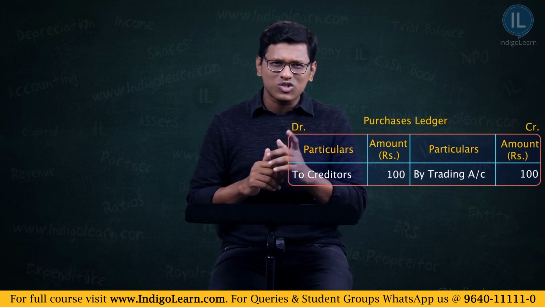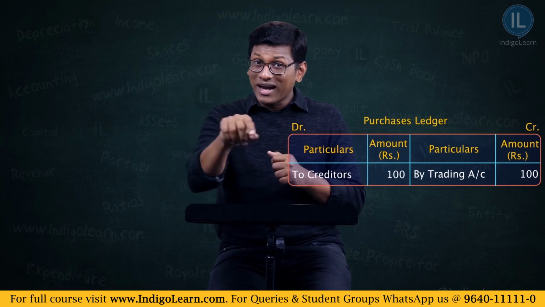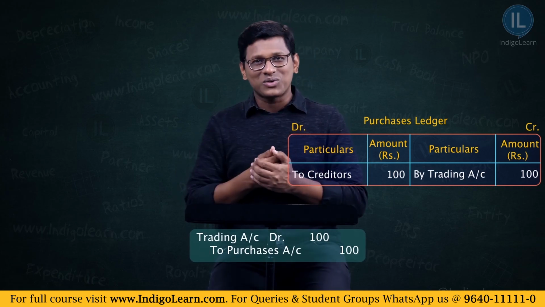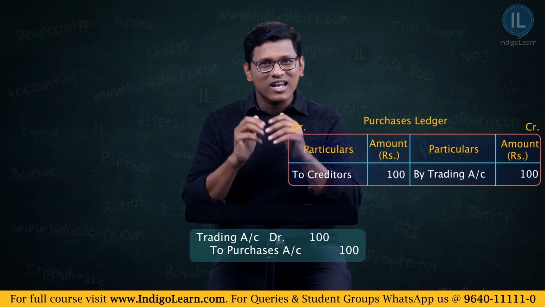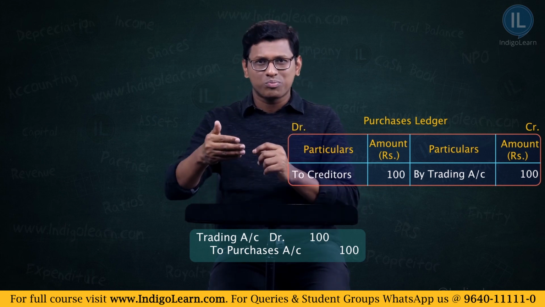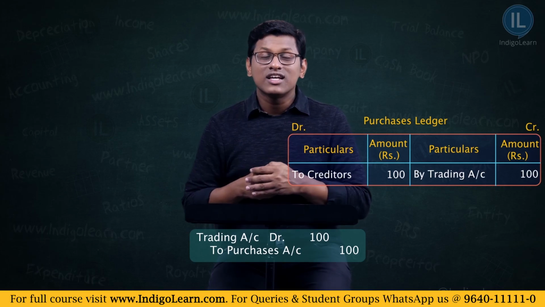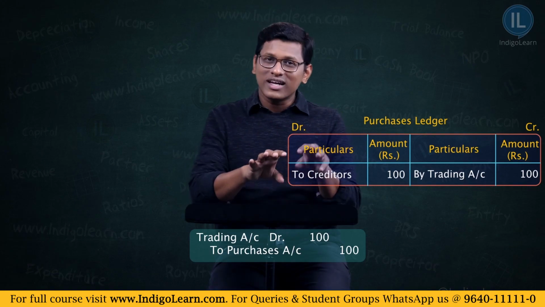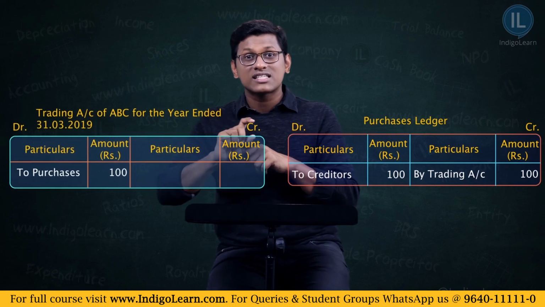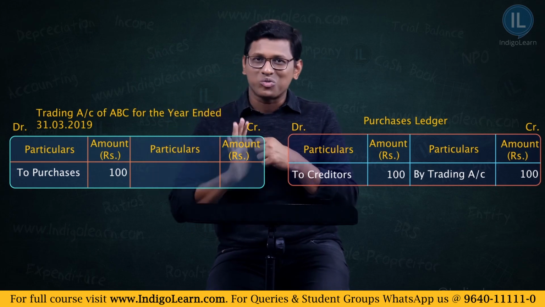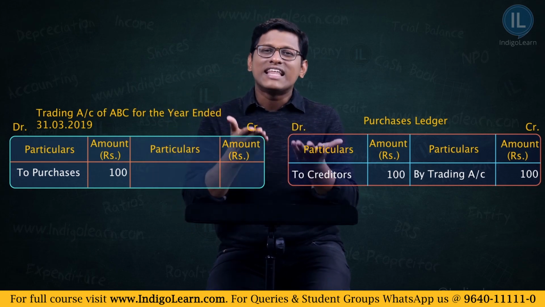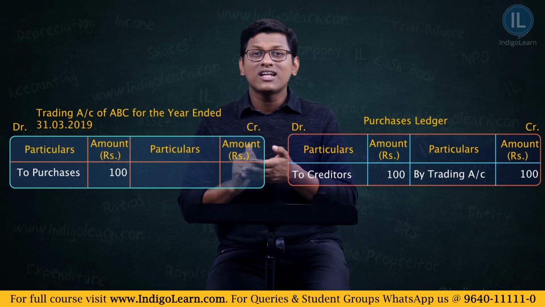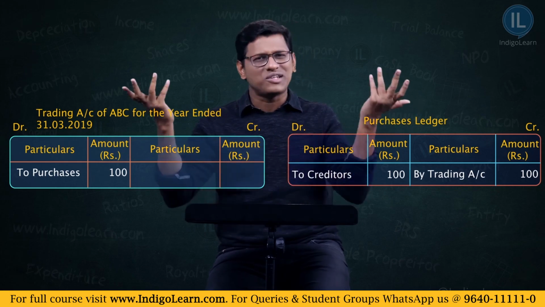So if you are transferring to the trading account, what is the journal entry? Trading account debited to purchases account. In the trading account you are writing trading account debited to purchases. That is why this item will go to the trading account and you will write it as to purchases, whatever the 100 rupees amount. So friends, simply, that debit balance should go either to the trading account debit side, the P&L account debit side, or assets. One of the three places.